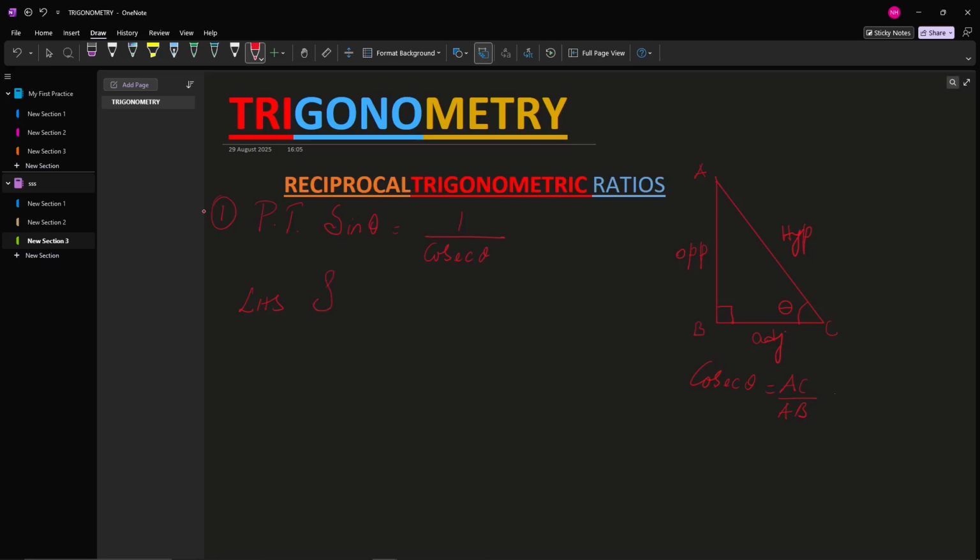Now, LHS says sin theta. Sin theta equals, according to the diagram, opposite side by hypotenuse. That means it is going to be AB divided by AC. Now the next part is I am going to reciprocal this. This means the whole part is going to be reciprocal. That means the whole thing is divided by 1 here. So when it is reciprocal, it becomes 1 divided by AC by AB. So what we did here is reciprocal.